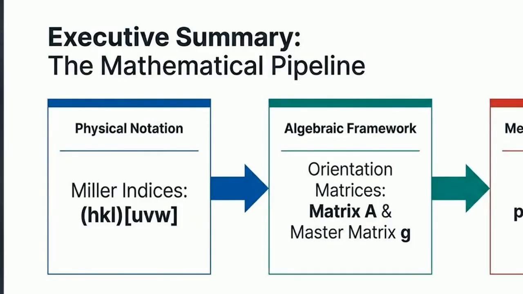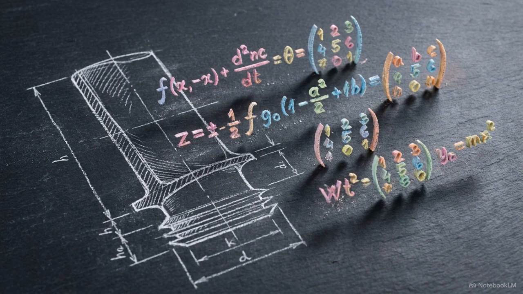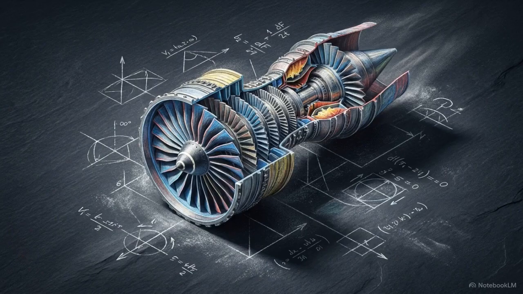We standardized physical surface observations into strict orthogonal orientation matrices. We then decomposed those matrices into the sequential mechanical rotations of Bunge-Euler angles, unifying them computationally. This mathematical pipeline provides the mechanism for translating a material's crystalline state into the variables used in predictive manufacturing simulations. It is the necessary framework for connecting microscopic surface observations to the engineering of predictable, high-performance components.